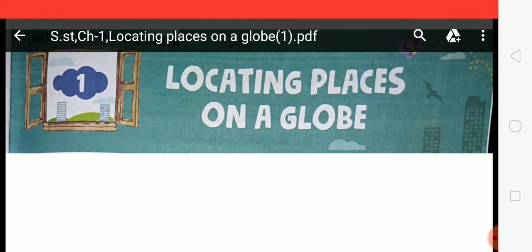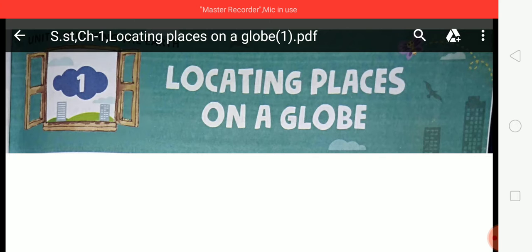I am a subject teacher of social study, and today we are going to discuss chapter number 1. The chapter name is Locating Places on a Globe. So students, in this chapter we are going to discuss locating and indicating places on a globe. We will learn about the globe.